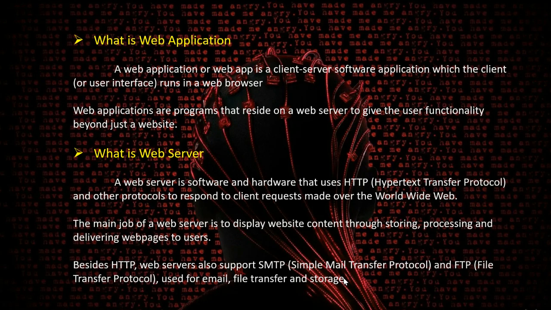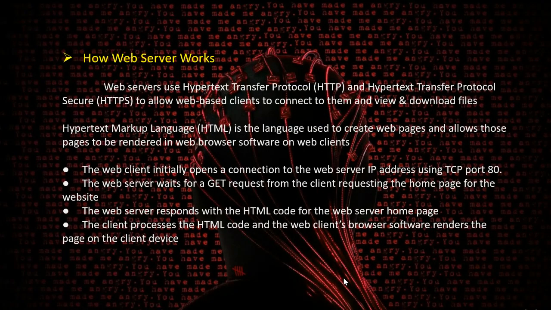If you look at the web server, a web server is the server where the web application is hosted. It is software and hardware that uses HTTP and other protocols to respond to client requests made over the World Wide Web, which we call www. The main job of the web server is to display content by storing, processing, and delivering web pages to users. Besides HTTP, web servers also support other protocols like SMTP and FTP, mainly used for file transfer, email services, and storage. This is the main difference between the web application and the web server.